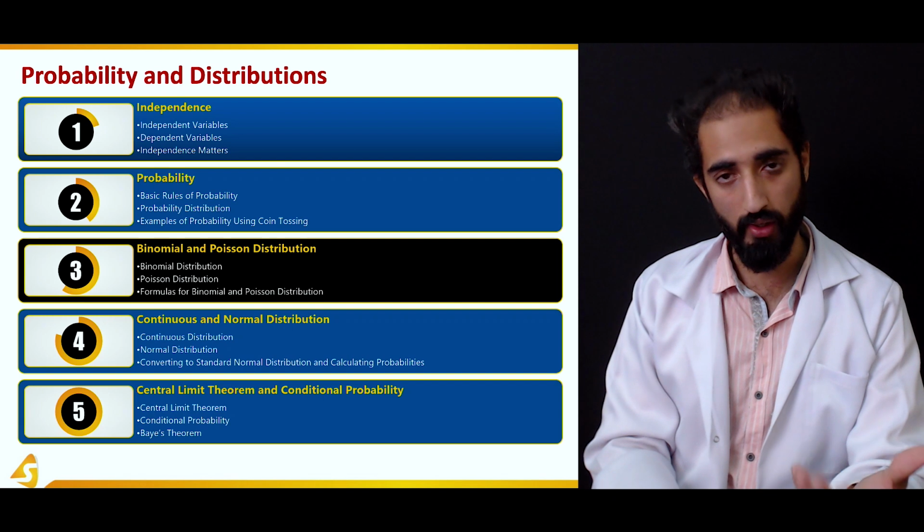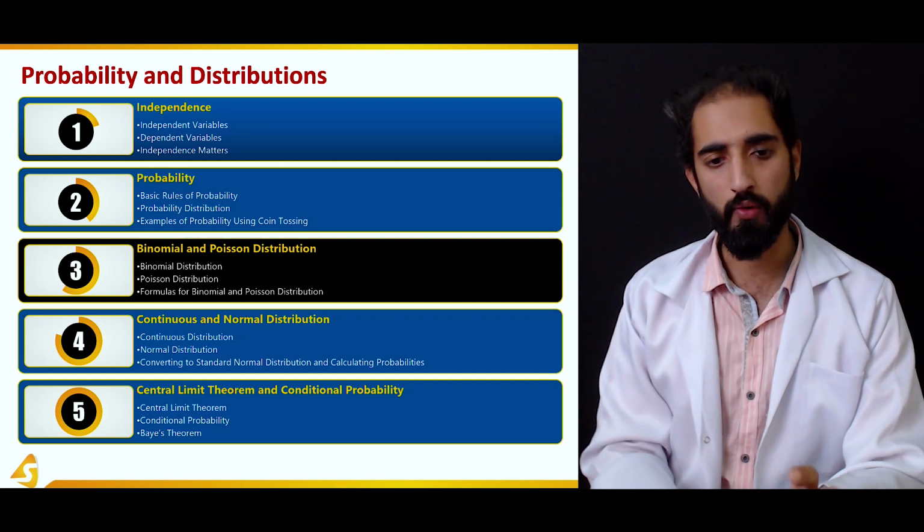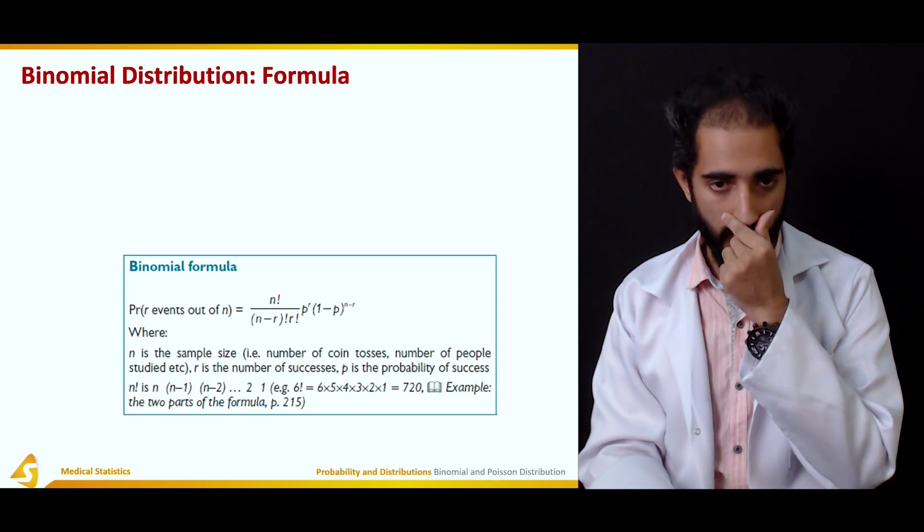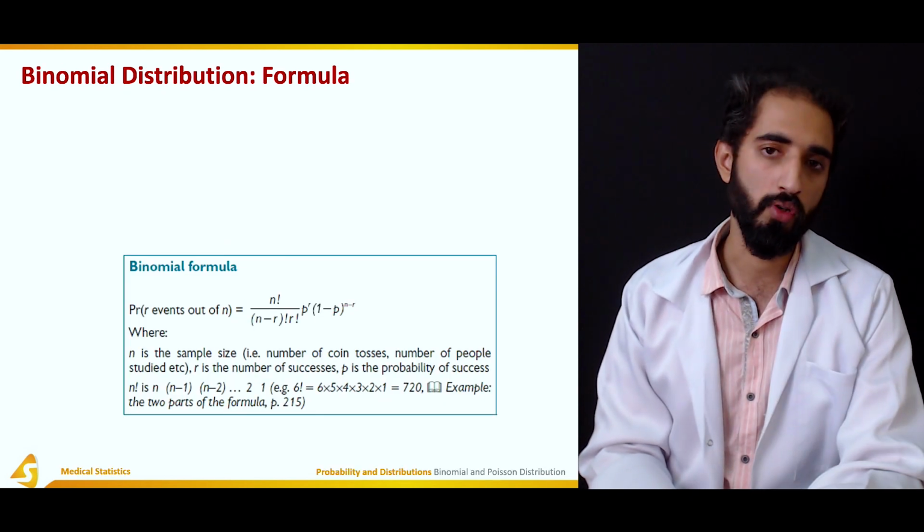We're also going to take a look at the graphs of these distributions, and we're also going to talk about the formulas for binomial and Poisson distribution. So let's start off with binomial distribution and its formula.